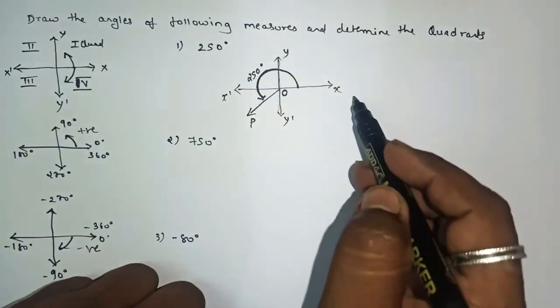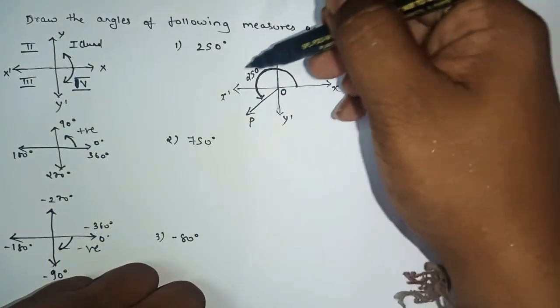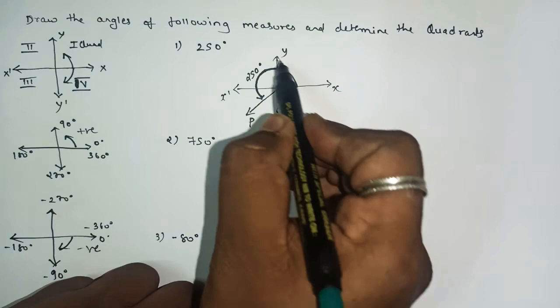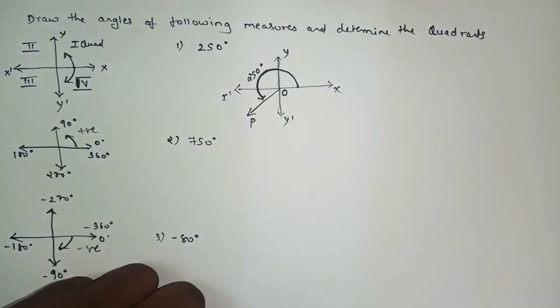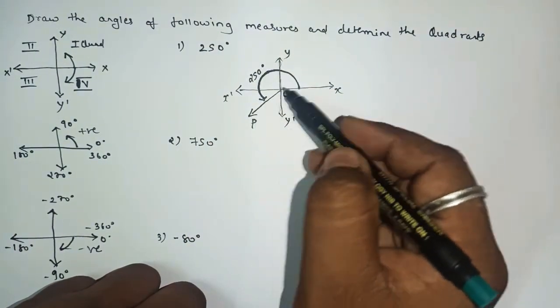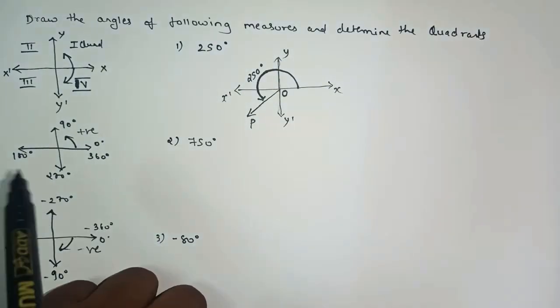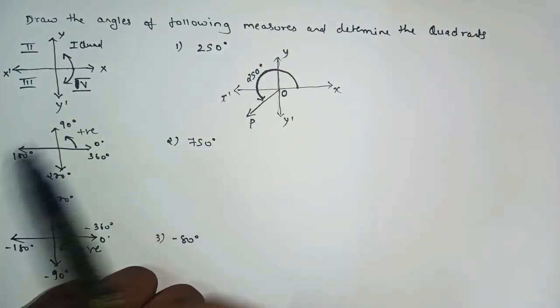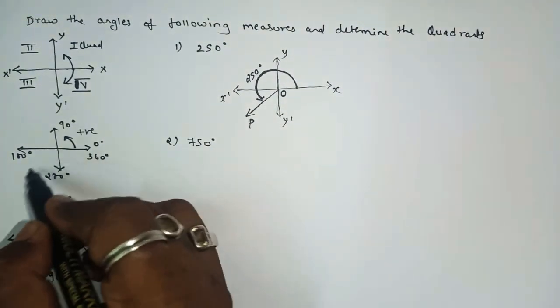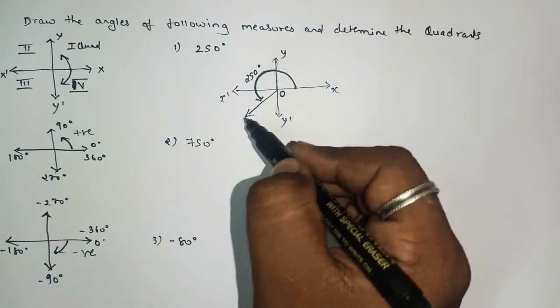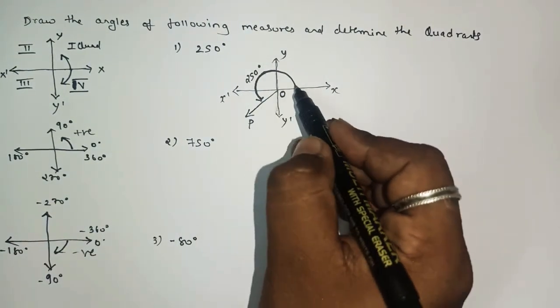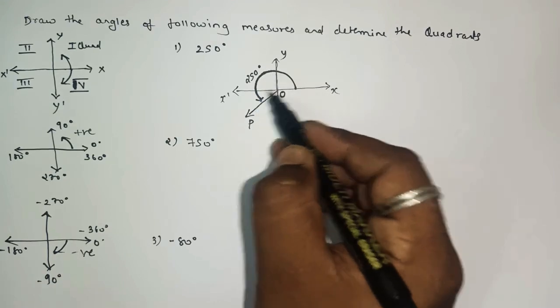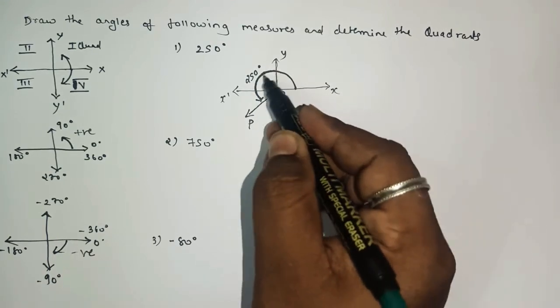Simply show the x and y quadrant, show the rotation whether it moves in an anti-clockwise or clockwise direction, and show the position of the ray. As we know 250 lies between 180 and 270, so show the position where it will come by drawing this ray. The angle it makes from here to here is 250.